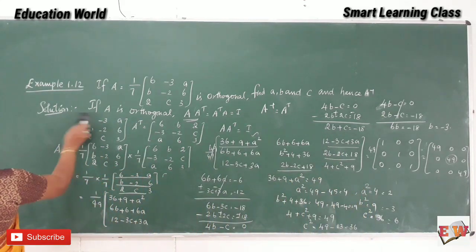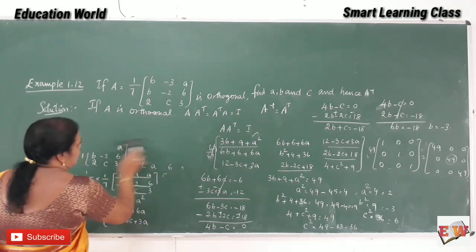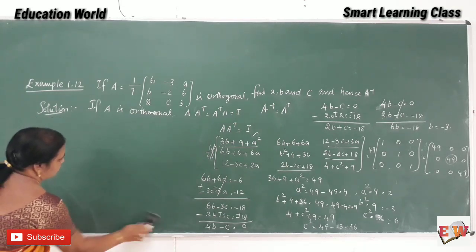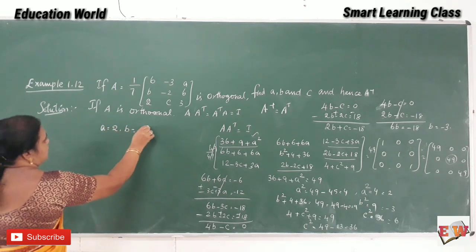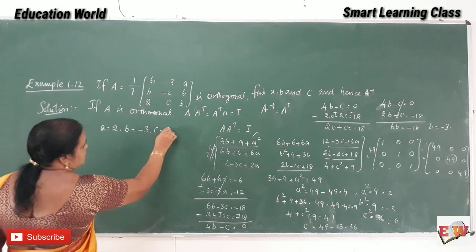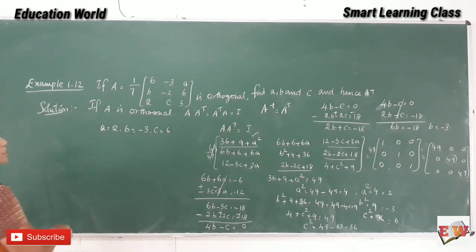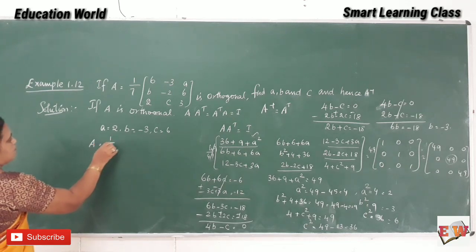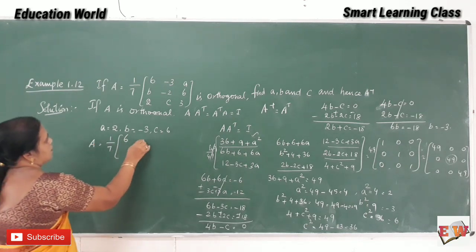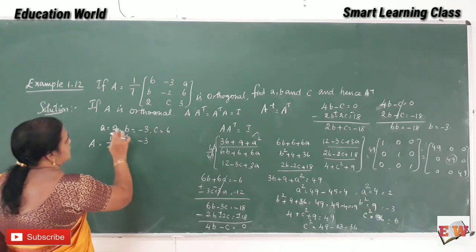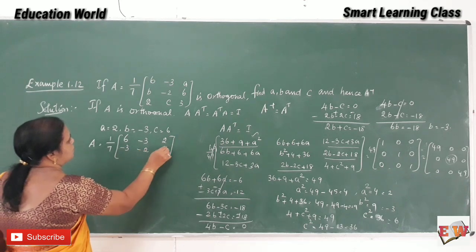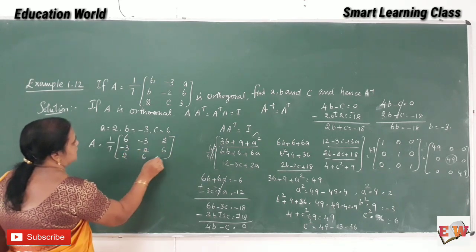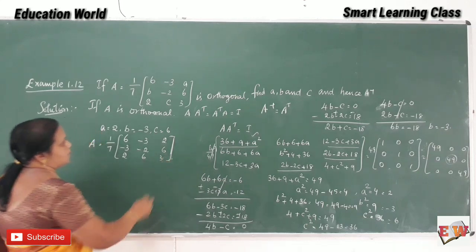So we got a, b, c. a is equal to 2, b is equal to minus 3, c is equal to 6. We have to apply the values of a, b, c in the given matrix. A is equal to 1 by 7 times the matrix with rows 6, minus 3, instead of a 2, instead of b minus 3, minus 2, 6, 2, 6, 3. This is the A.